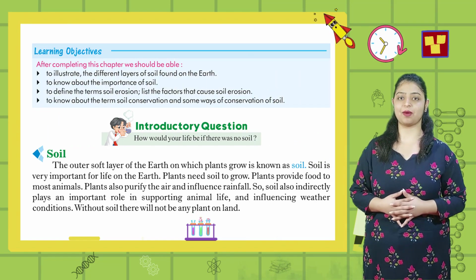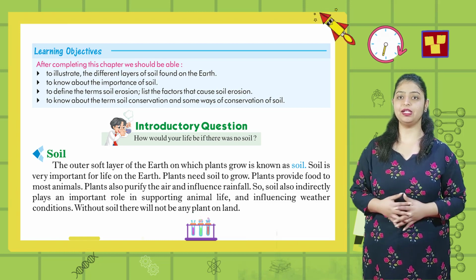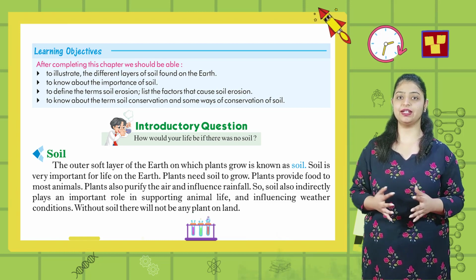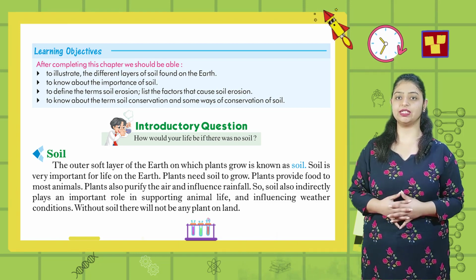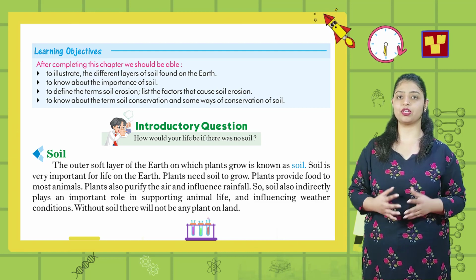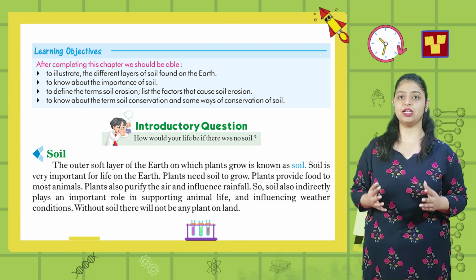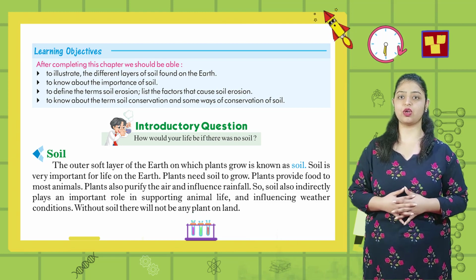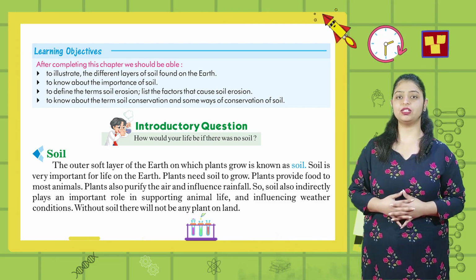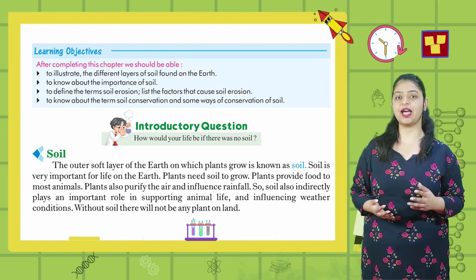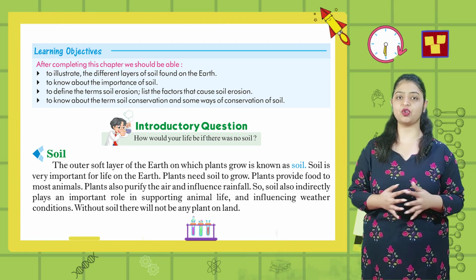After completing this chapter, you should be able to illustrate the different layers of soil found on the earth, to know about the importance of soil, to define the terms soil erosion, list the factors that cause soil erosion, to know about the term soil conservation and some ways of conservation of soil.